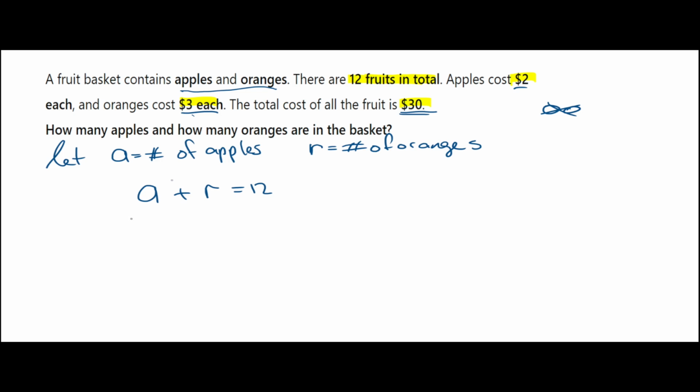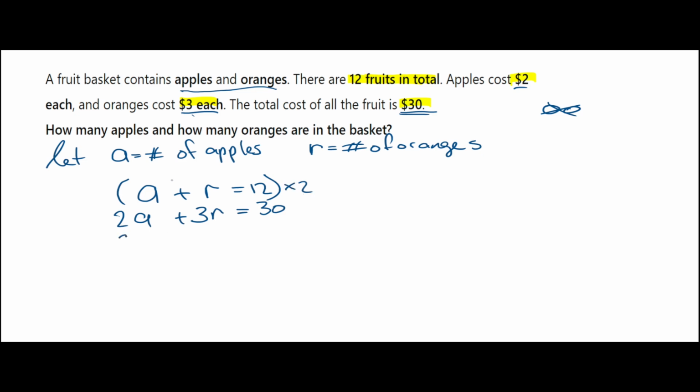So $2 times the number of apples plus $3 for the number of oranges comes to $30. And now we have simultaneous equations. Now we can solve it. Okay. Nothing cancels straight away, so we're going to need to multiply the... what are we going to do? Going to multiply the top one by 2.